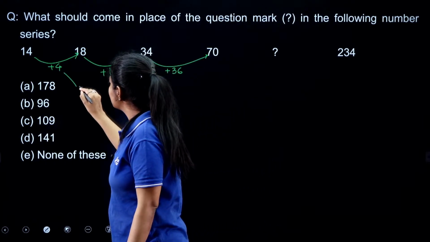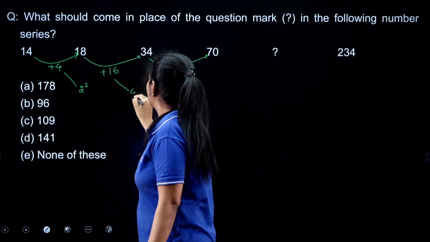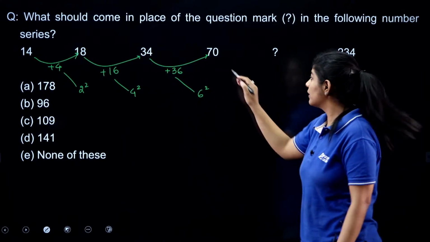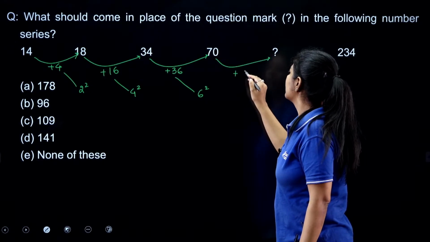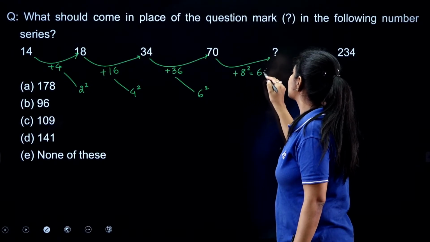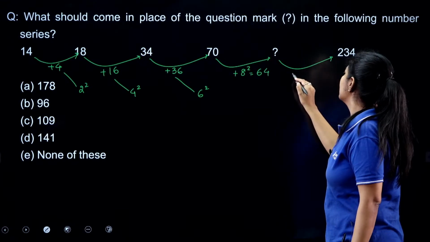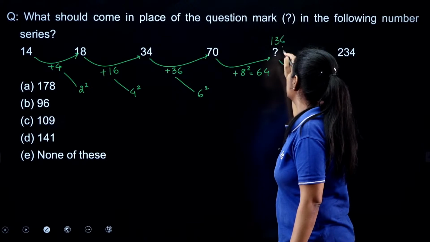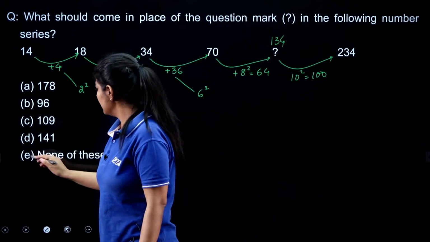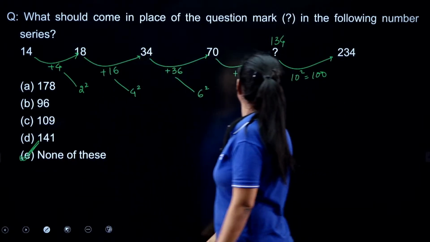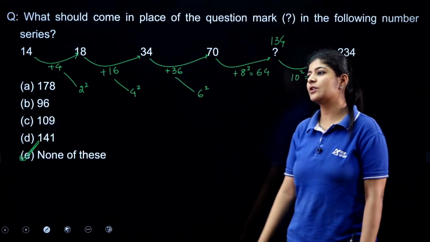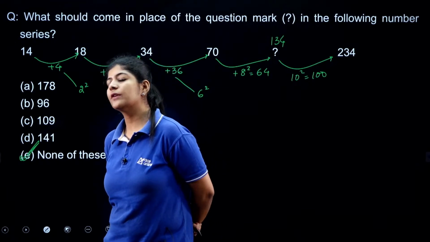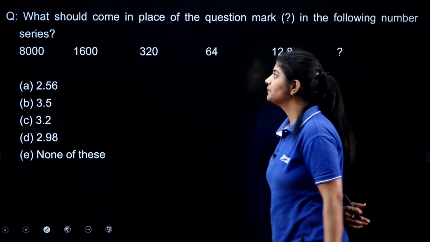This is nothing but 2 square, 4 square, 6 square. So the next one that I want is 8 square, and 8 square is nothing but 64. And here 10 square, this is nothing but 100. That means my answer is 134. Option number E is the correct one. The correct answer over here is 134. Very good, Moeda. Very good, Indu. Very good, Radha. Right? Next one.